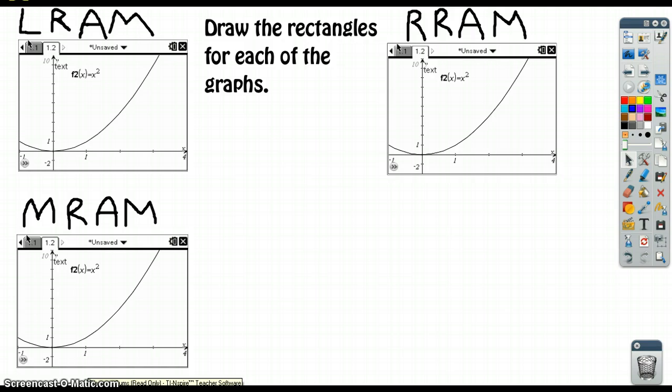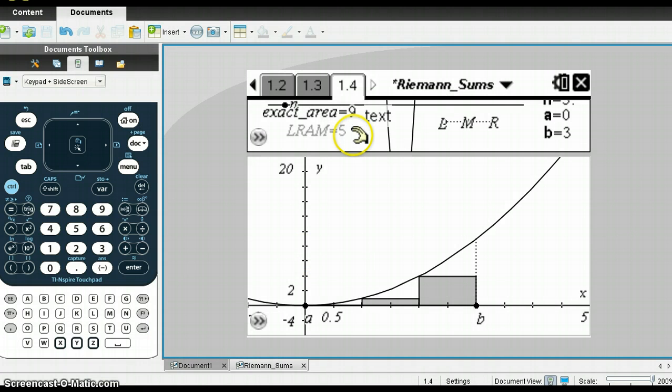I'm going to go back to the Inspire here for a minute. So I've got a little program up here that came from Texas Instruments, and up here is the L, the M, and the R, so I can move this dot here over to M and R when we need it in a second. So my interval is from A to B, which is from 0 to 3. So I'm going to be finding the area under the curve x squared from 0 to 3, and I want to use 3 subintervals.